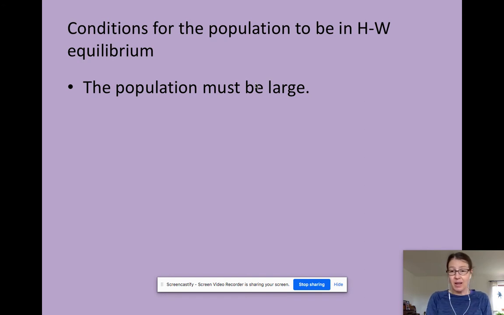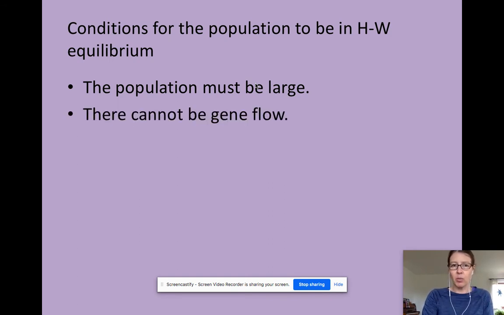And that's the same theory as if you flip a coin 5 or 10 times. If 7 or 8 times it comes out heads, it's not too crazy. But if you were to flip it 1,000 times, then it's more likely going to be around that 500 and 500. Okay, so a large population is more likely to be in Hardy-Weinberg equilibrium.